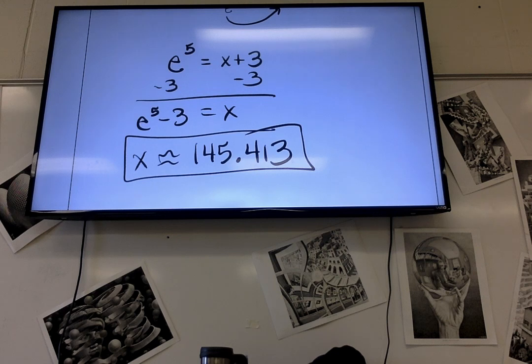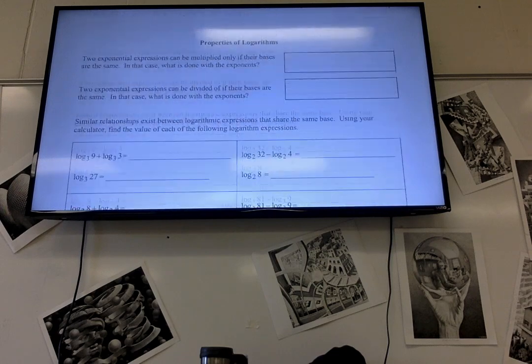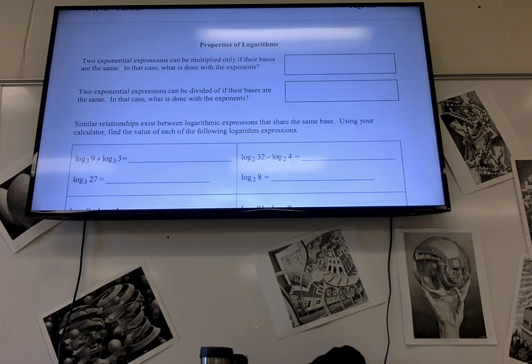Alright, so now you should be completely good to go. Alright, so now we're moving on to page 481, properties of logs. You know, we had properties of exponentials. You don't really have to write this down, but you can. Like if you had a to the m times a to the n, what did we do with those numbers? We added the exponents, right? Well, we know exponentials and logarithms are inverses of each other.